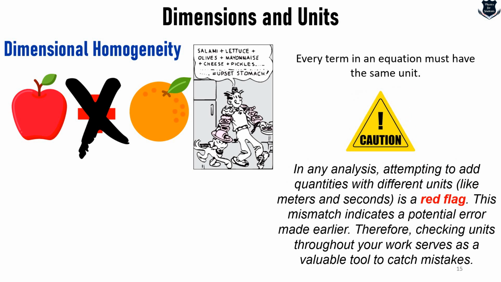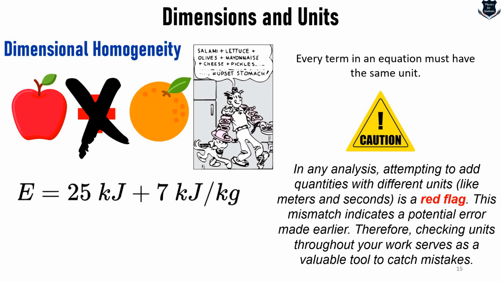So here is a note of caution: when we are doing an engineering analysis, attempting to add quantities with different units is a red flag. That means it's a problem. It's a mistake. It's an error. This mismatch indicates a potential error, and you need to check those areas. So every term in an equation must have the same unit.